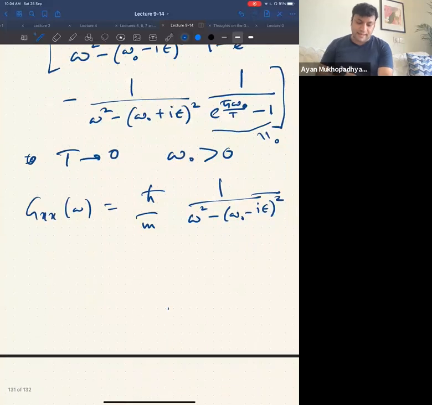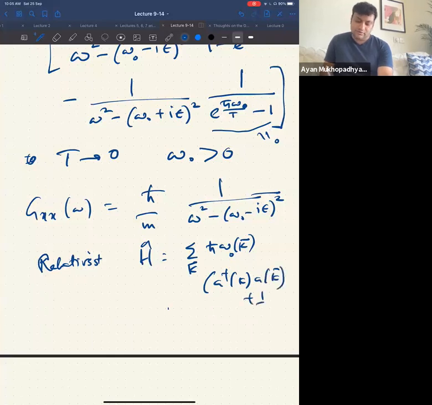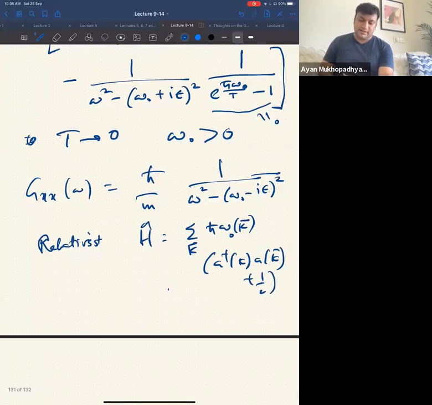Now the interesting thing happens when you have a relativistic particle. The relativistic Hamiltonian is simply H equals the sum over k of ħ ω₀(k) (a†_k a_k + 1/2). Or okay, I can forget the half if you like. I can keep it also.